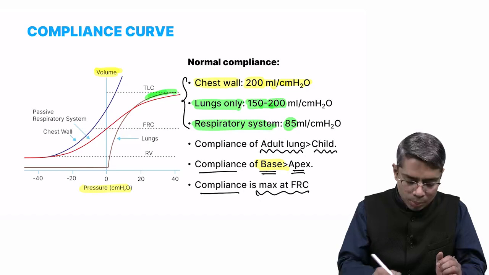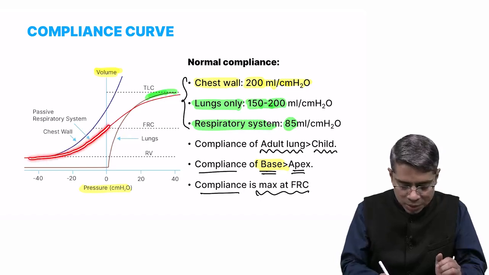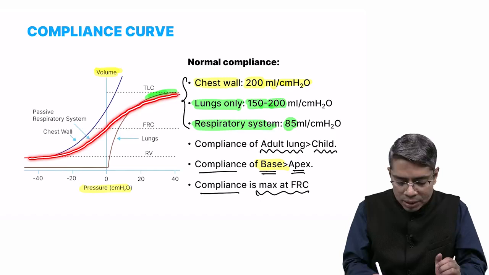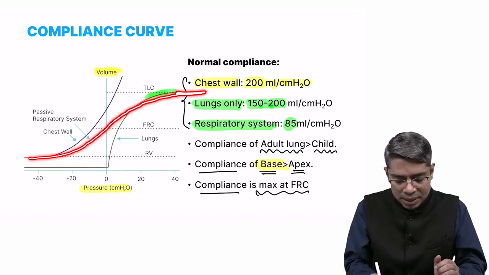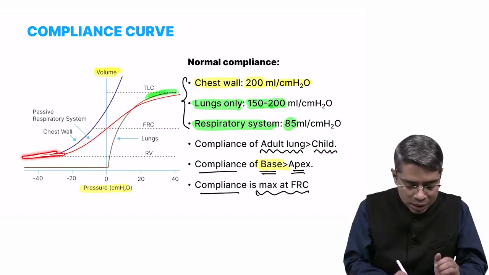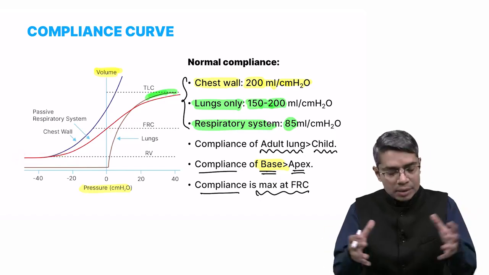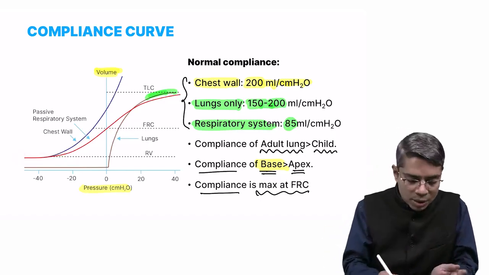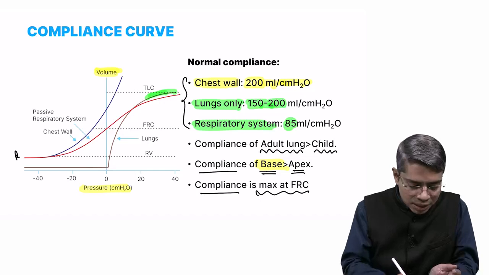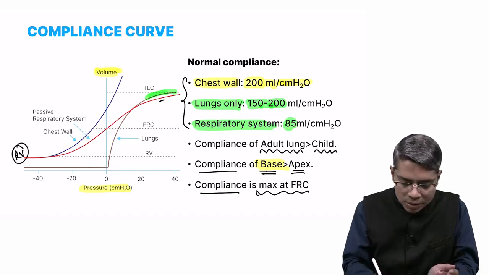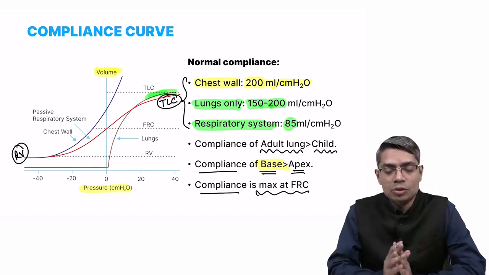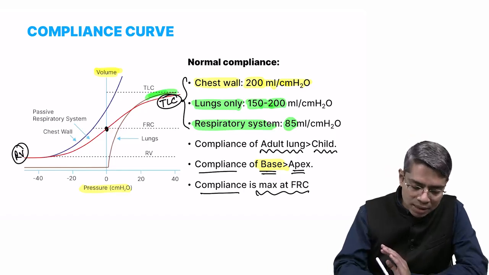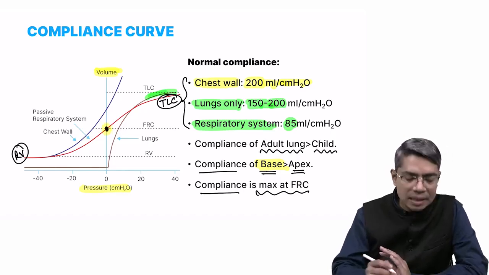If you look at the compliance curve of the lung and chest wall respiratory system, you will find that there is a flat portion when the lung and chest wall are completely expanded, and a flat portion when the lung and chest wall are both compressed to a very small volume. That means whenever the lung and chest wall reach the residual volume or the TLC, at both of these conditions the compliance is lesser. So compliance is maximum at which point? At the center part, and that is nothing but the FRC.